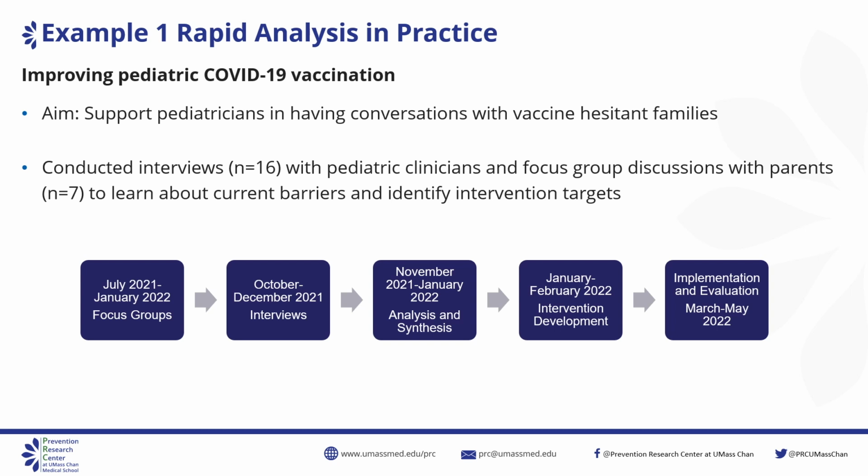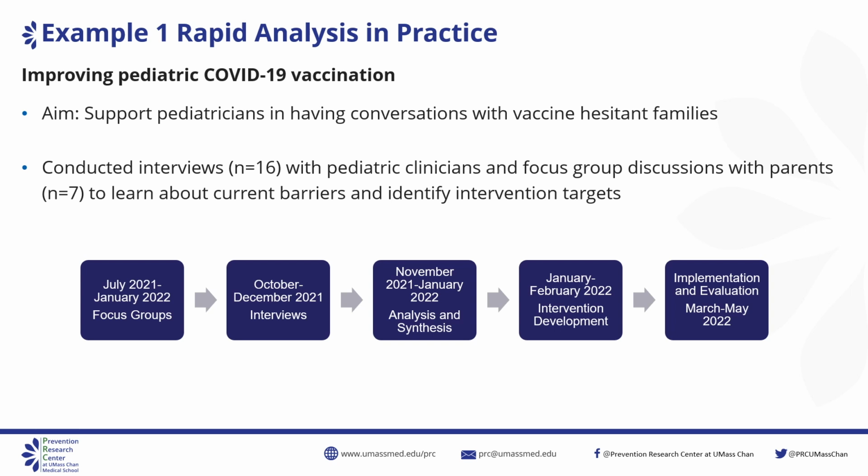So I spoke a little bit about how I first started using this to be responsive to some of the emergent needs around COVID-19 vaccination. The prevention research centers were all funded across the country to participate in the Vaccine Confidence Network. And our team had funding to really improve pediatric COVID-19 vaccination. That was our goal. And so we really wanted to create an intervention and program that would support pediatricians having conversations with vaccine hesitant families.